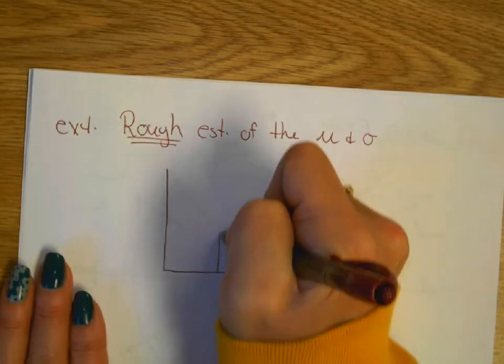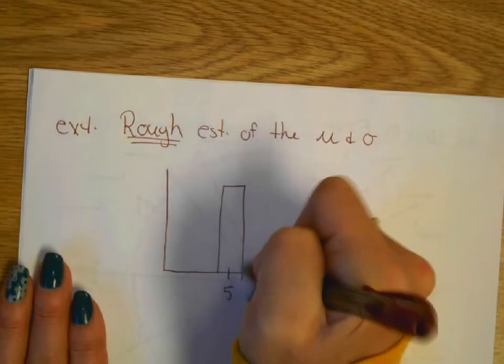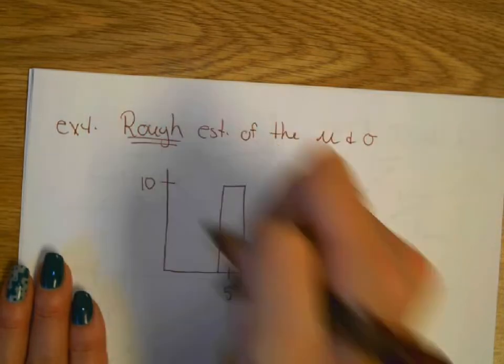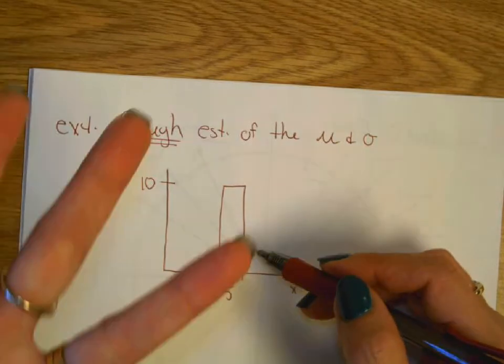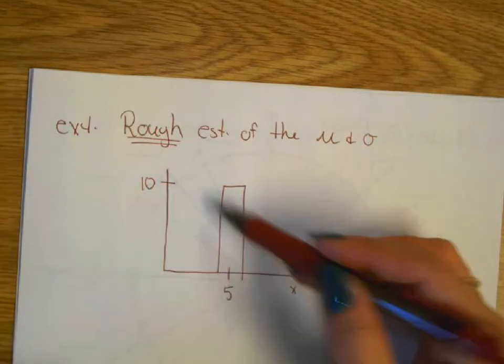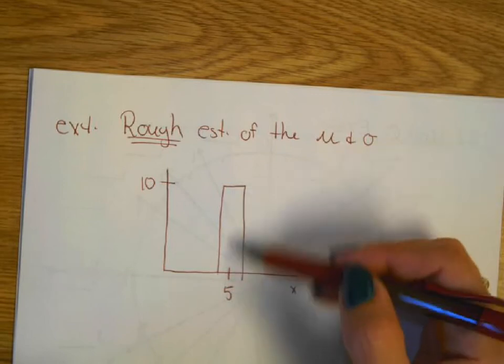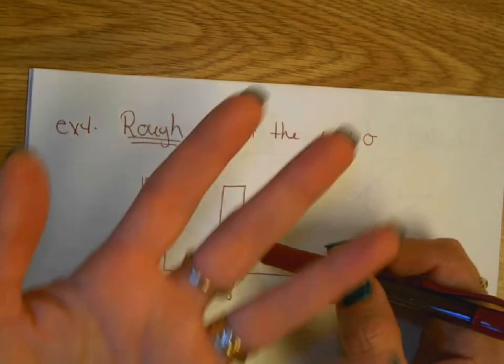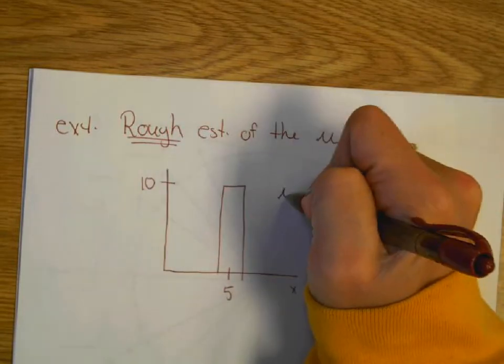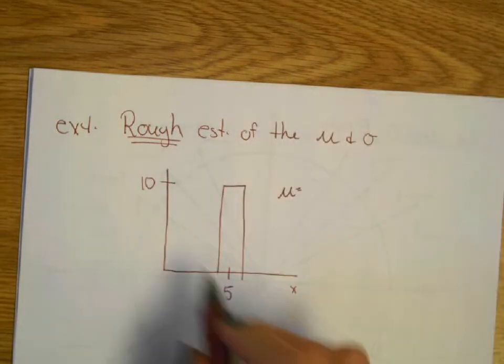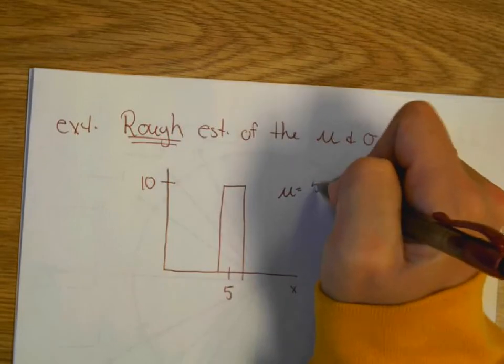Data values are 5, and I have 10 of them. So maybe I interview 10 people and see how many fingers they have on one hand. Well, all 10 people I talked to had 5 fingers on each hand. So if I asked you for the average, I'd be averaging up 10 5s. Well, obviously that's going to be 5.